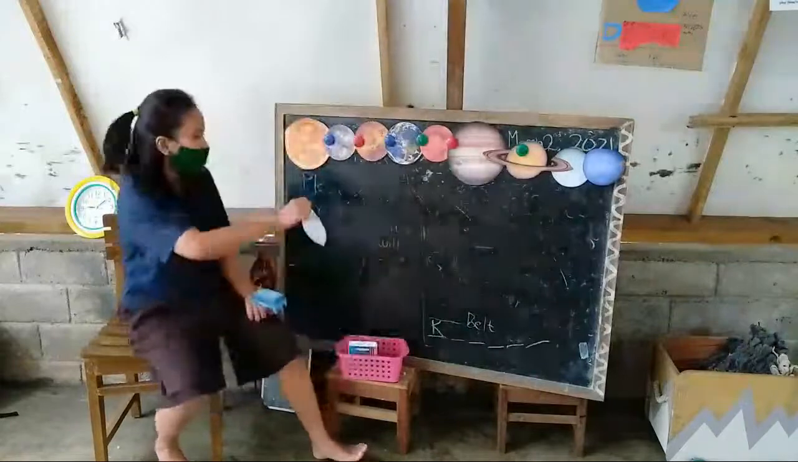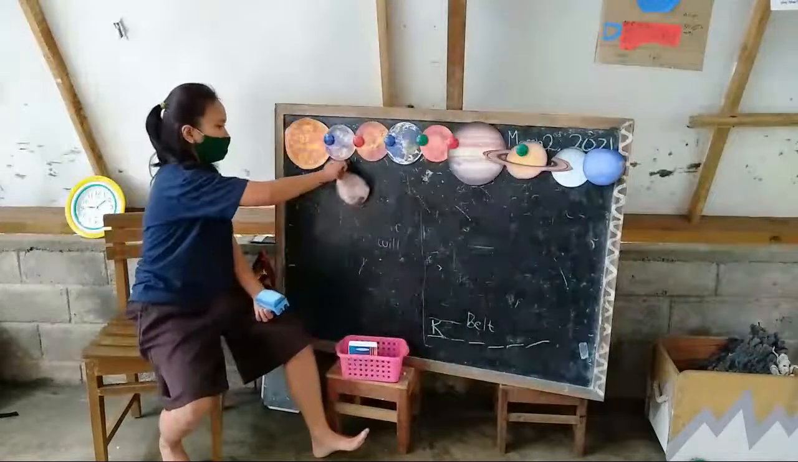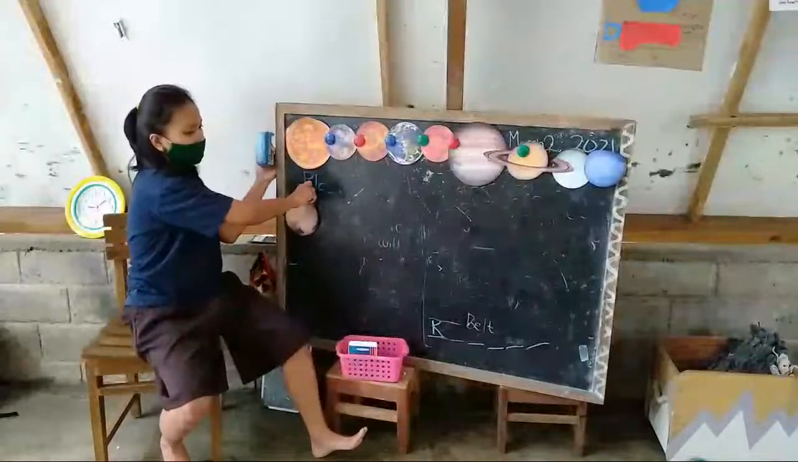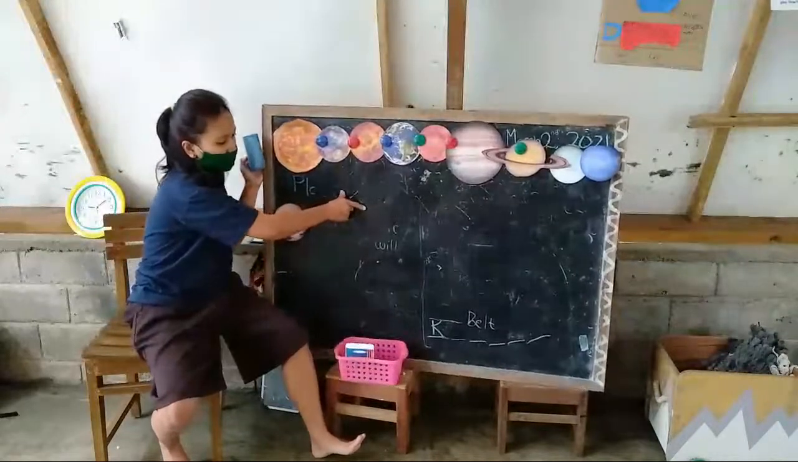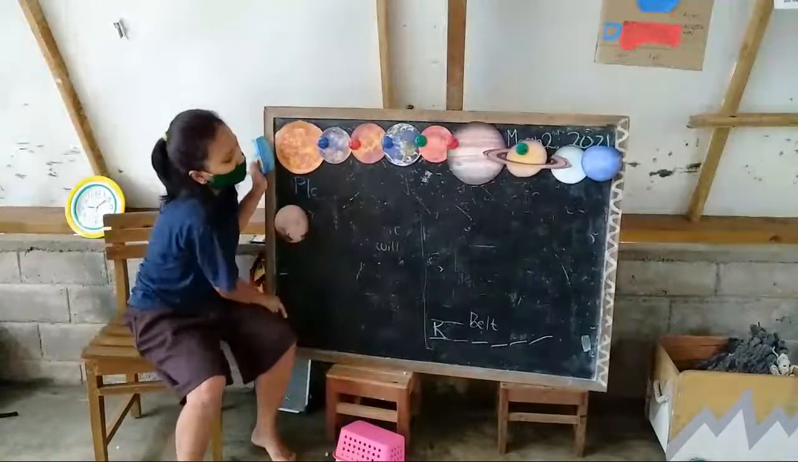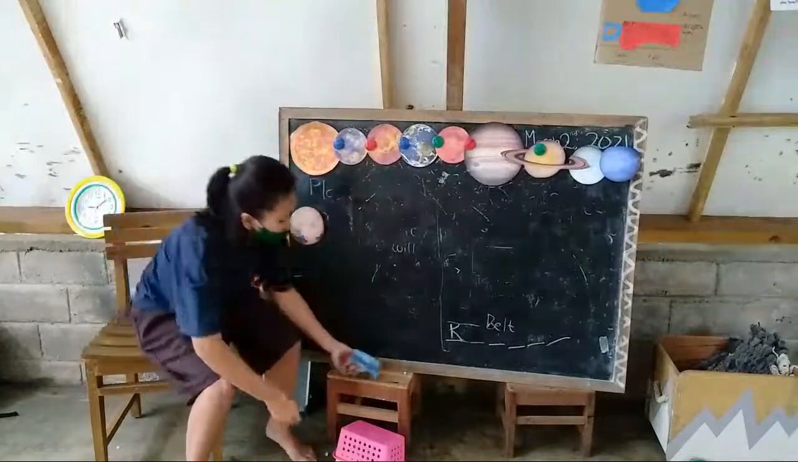How big is Pluto? Pluto is smaller than the Moon. Wait. Oh! Even the child got kicked out. That's okay.